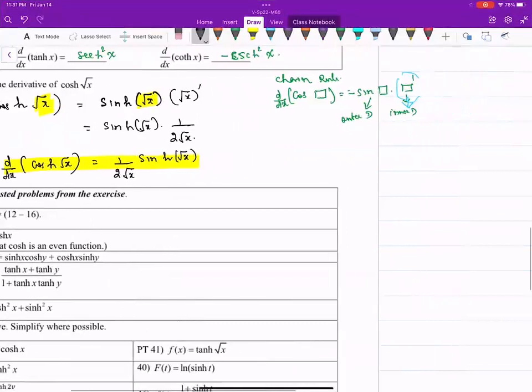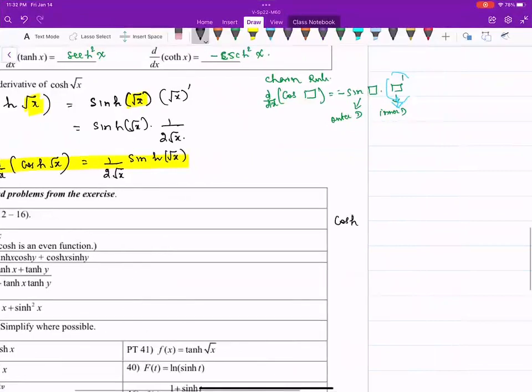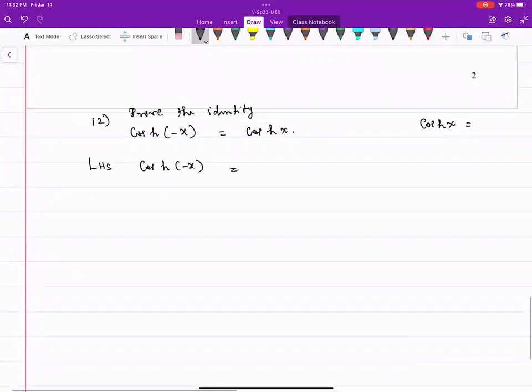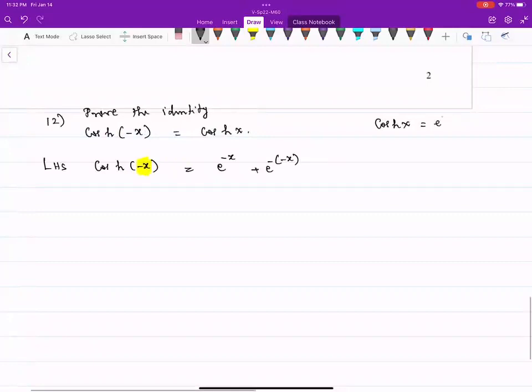So we have cosine hyperbolic x, which is e to the x plus e to the negative x, all divided by 2. Because we have negative x in here, we are going to replace all the x with the negative x in the formula. So it is e to the negative x plus e to the negative of negative x. So this x here gets replaced by negative x.